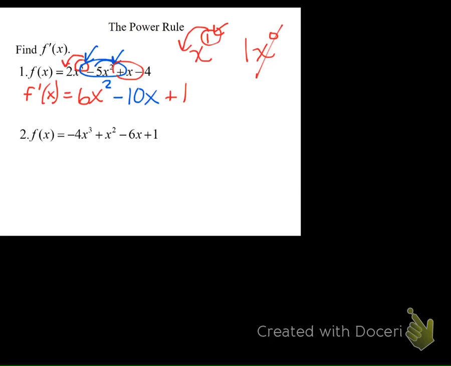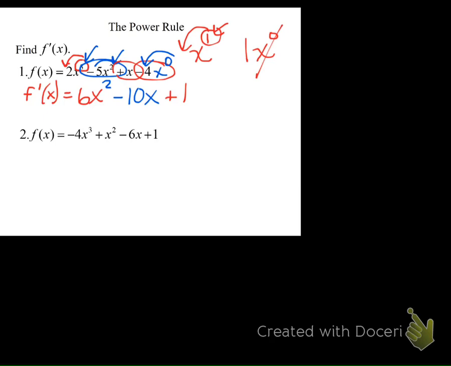Okay, the derivative of a constant. Well, if I use the same rule, then that negative 4 could be thought of as negative 4x to the 0. Okay, if I use the same rule, 0 times negative 4 is 0, and 0 times anything is gone, so the derivative of any constant is 0.